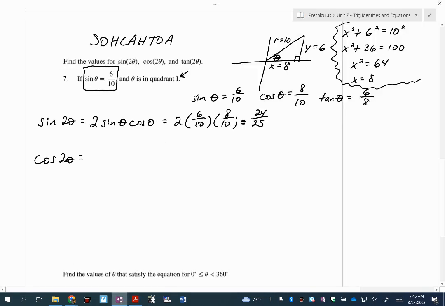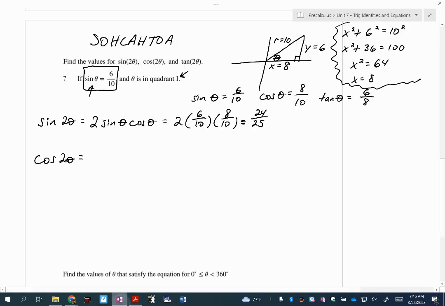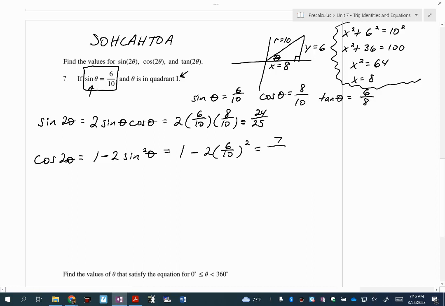What I'm going to do, because of how I taught you guys in the lessons, is if you're given the sine of theta, I'm going to use the one that has sine, which is the last one, 1 minus 2 sine squared of theta. So the way you plug this in is 1 minus 2 times the sine of theta, which is 6/10, and don't forget to square it. So going to my calculator, I'm going to type in 1 minus 2 times 6/10, all of that squared. All right, so 7/25 is going to be the cosine of 2 theta.